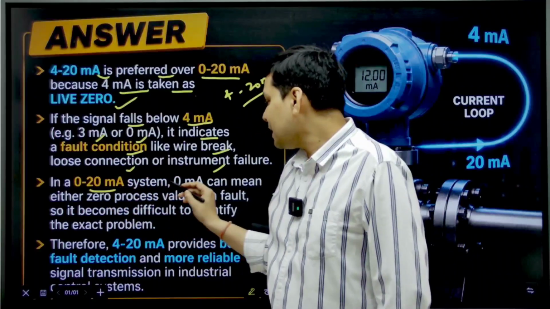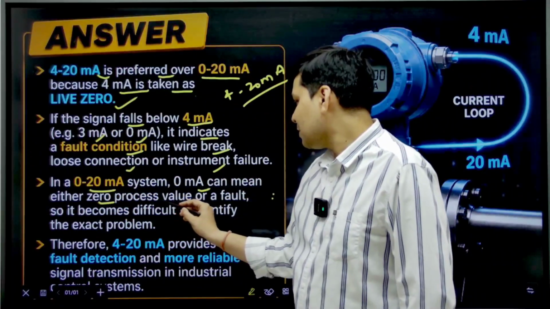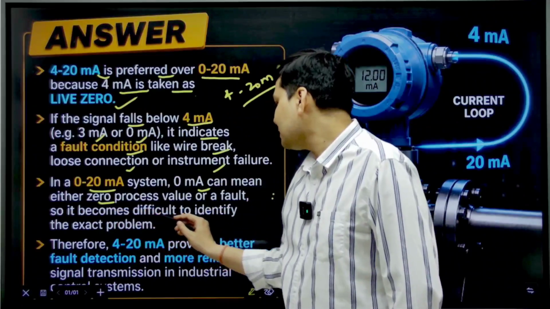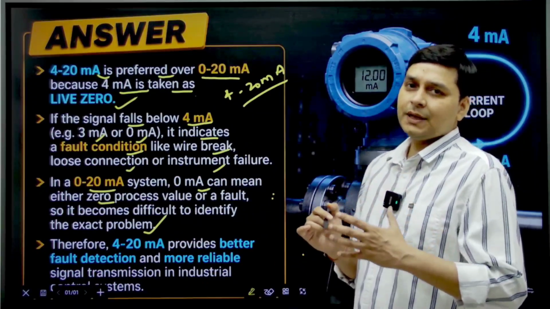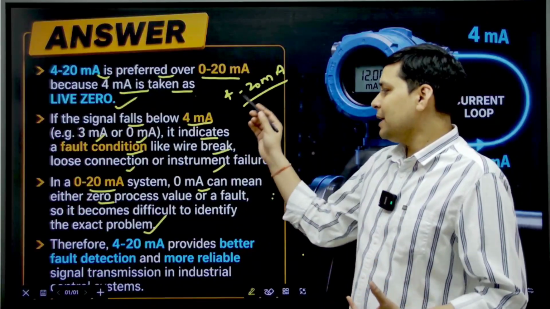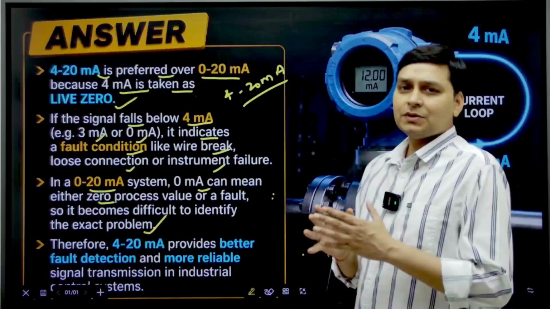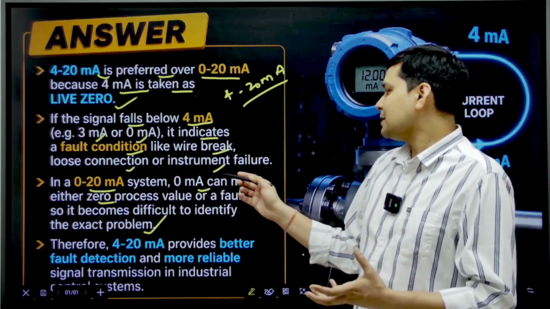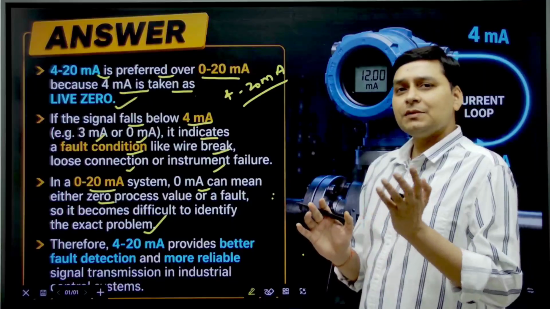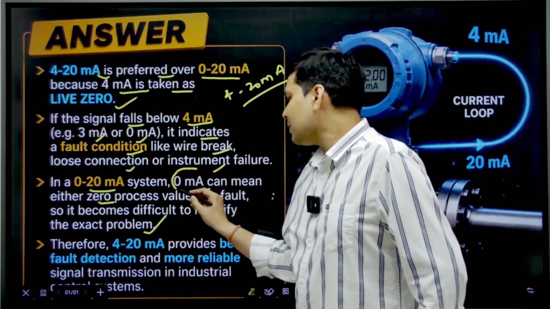In 0 to 20 milliampere system, 0 milliampere can mean either a zero process value or a fault, so it becomes difficult to identify the exact problem. If we use 0 to 20 milliampere signal and 0 milliampere is coming, then how can we recognize whether this signal is a process variable signal, a fault, or represents instrument failure? So it is difficult to identify in 0 to 20 milliampere signal what exactly 0 milliampere represents.